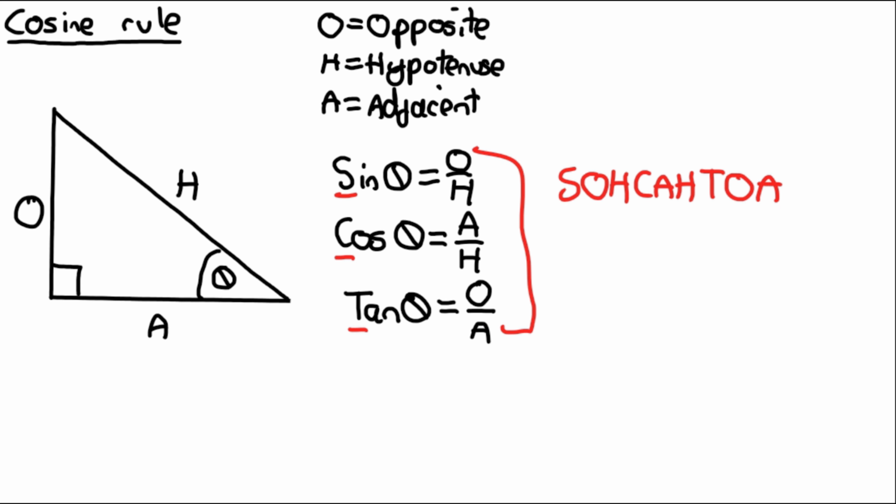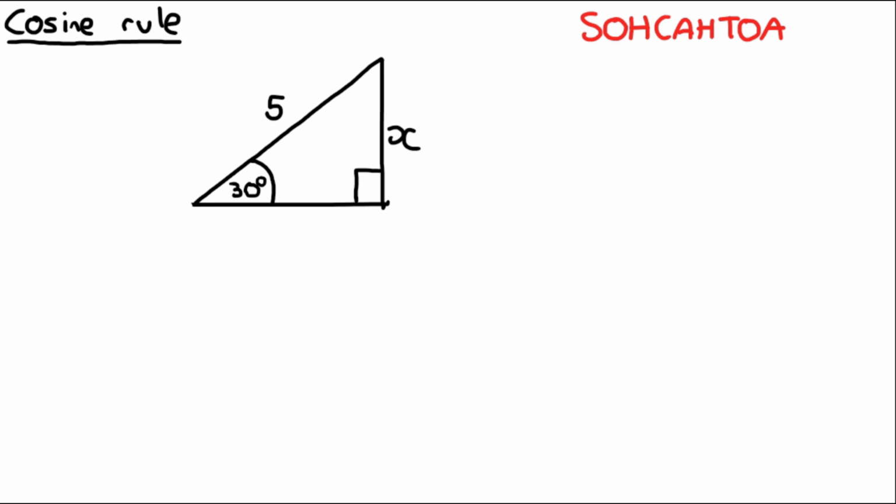And then using SOHCAHTOA and using these rules, we can find unknown sides in right-angled triangles, but this can only be used in right-angled triangles. So for example, let's say that we had a right angle triangle with one of the angles being 30 degrees and one of the sides being 5, and we need to find this side here, which is equal to x, and we need to find x. Now a lot of the time what I do is I label the triangle with O, A and H in order to find the opposite hypotenuse and adjacent.